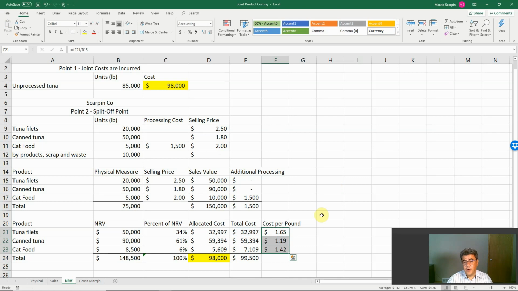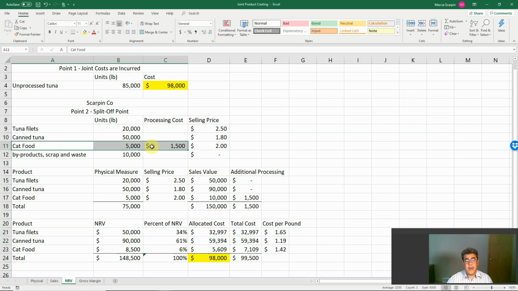So why is this the most used method? Usually we add some byproducts here and we consider some additional costs. We consider our processing costs here.